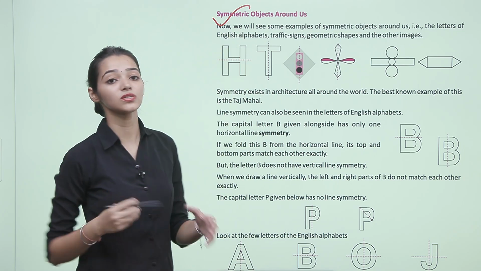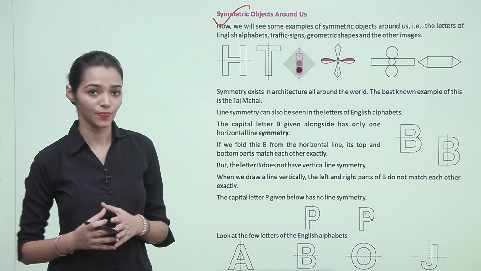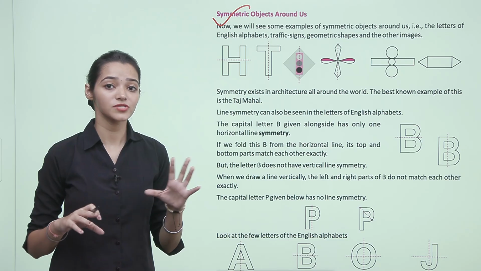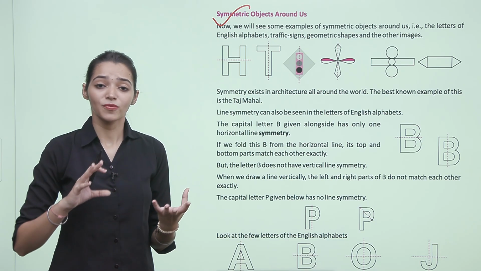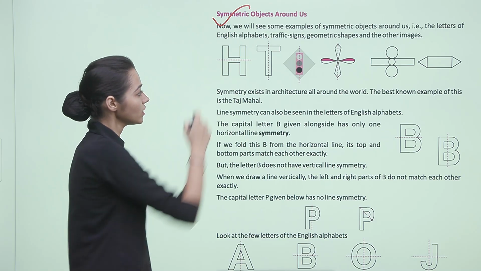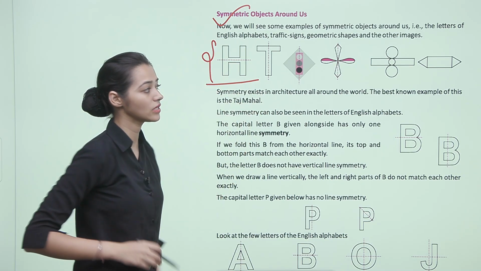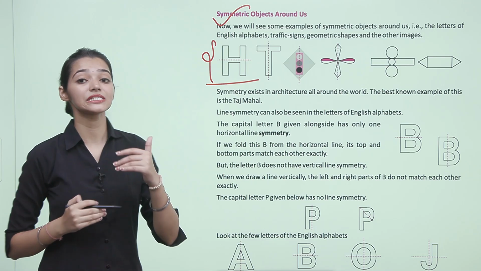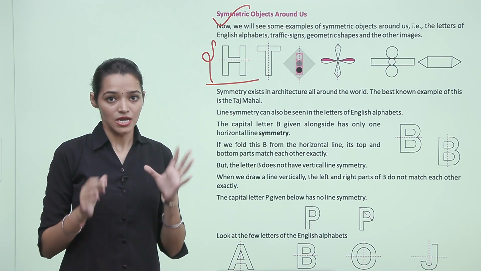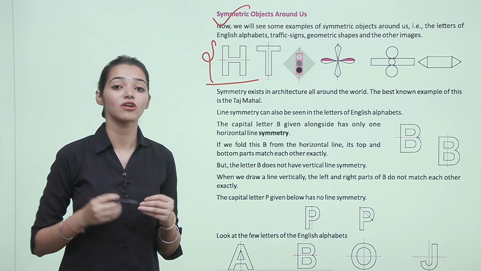Now let's look at the symmetrical objects that are around us. We'll see some examples of symmetrical objects around us, that is the letters of the English alphabet, traffic signals, geometric shapes and other images. Here are the shapes in which symmetry exists. Symmetry exists in architecture all around the world and the best example of this is the Taj Mahal. Line symmetry can also be shown in the letters of the English alphabet.